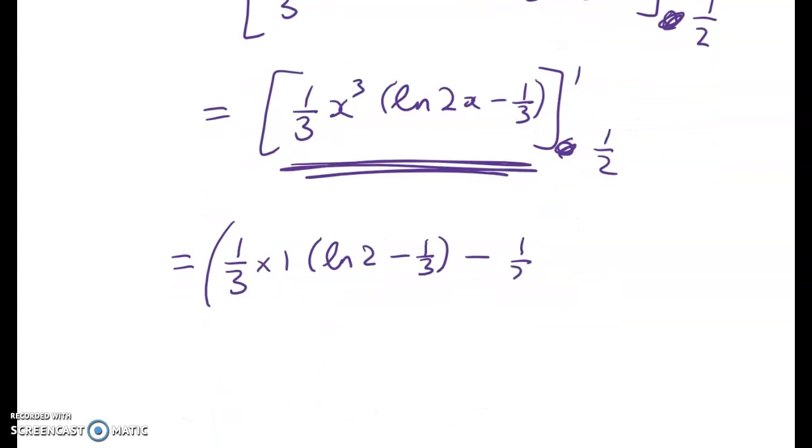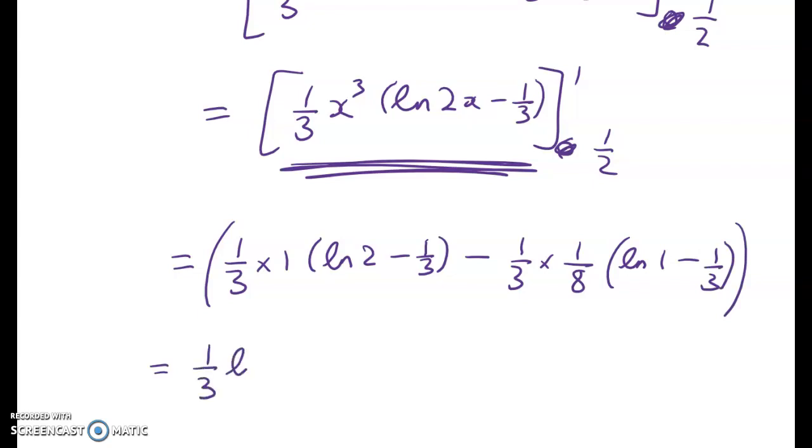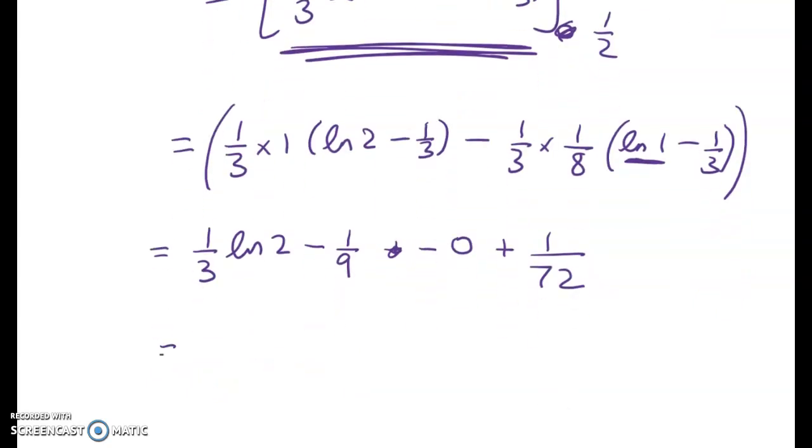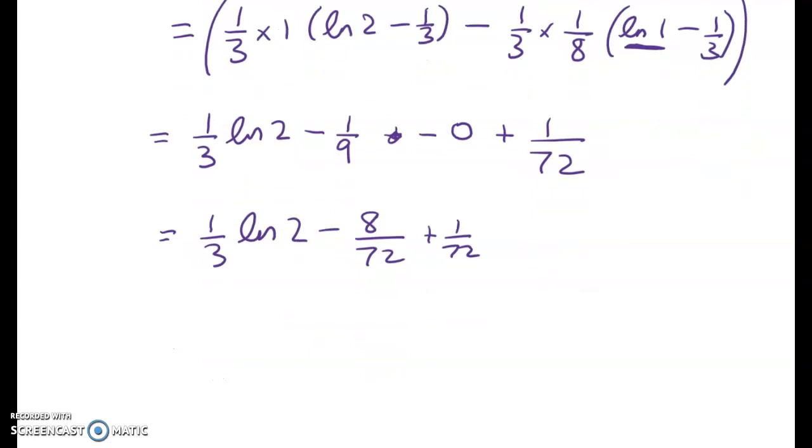So this is going to be minus 1/3 times 1/2 cubed times 1/8. The natural log of 2 times 1/2 is 1, minus 1/3. That gives me 1/3 log 2 minus 1/9 plus, now this is 0, so it's minus 0 plus 1/72. That gives us 1/3 log 2 minus 8/72 plus 1/72.